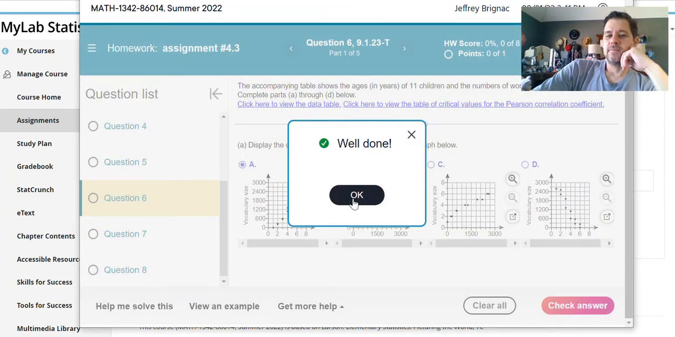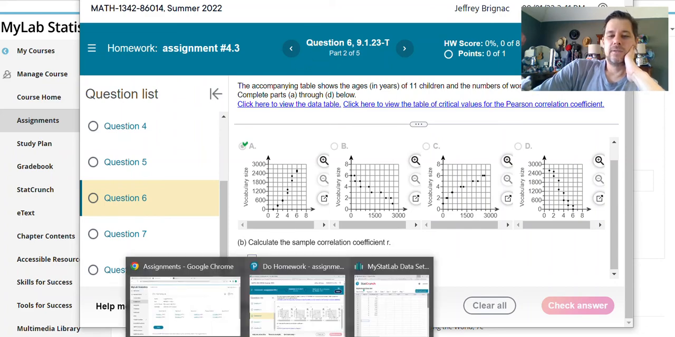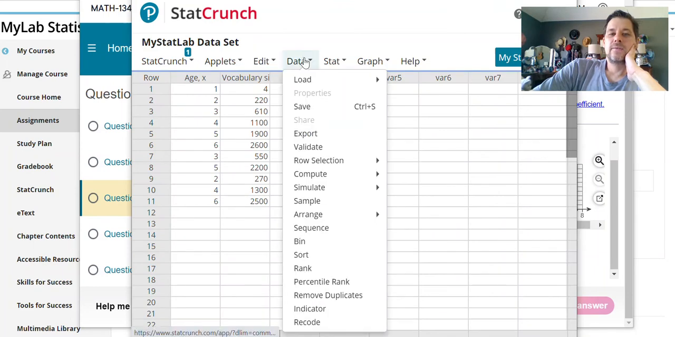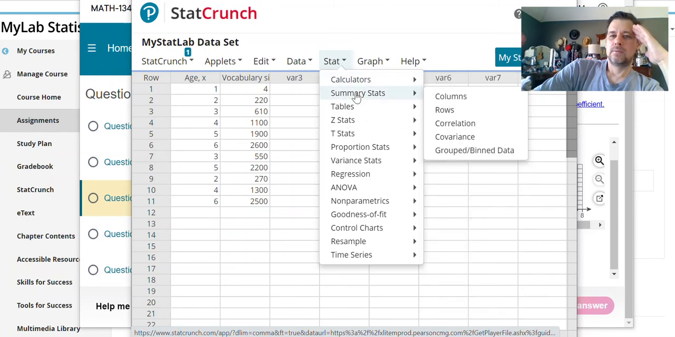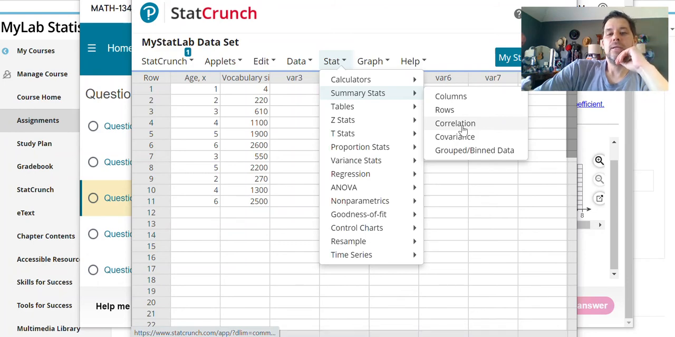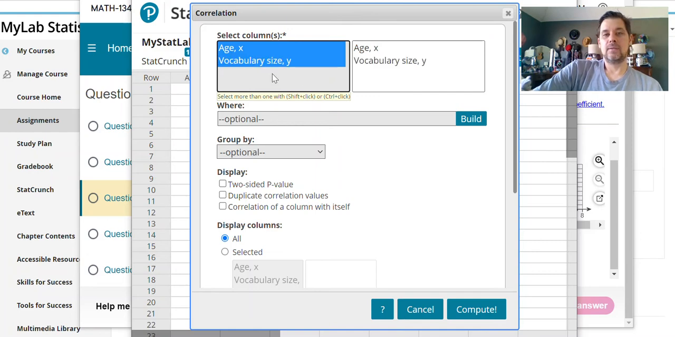So, as long as we know how to do it in StatCrunch, not so bad. Then it wants us to calculate the correlation coefficient. Okay, so let's go back to StatCrunch. And we can do that through calculators. Okay, I gotta remember. Summary stats. Okay, summary stats and correlation. Okay, and I need to select both of these. Okay, not just one or the other.